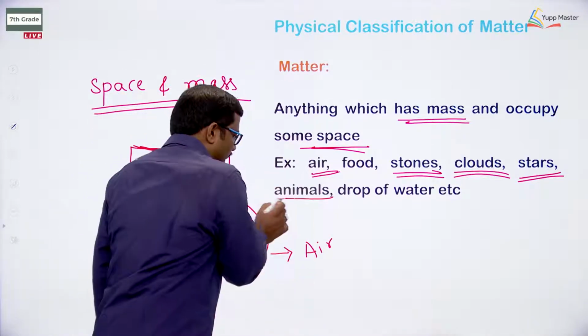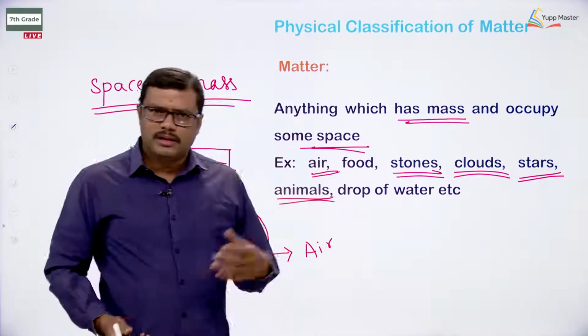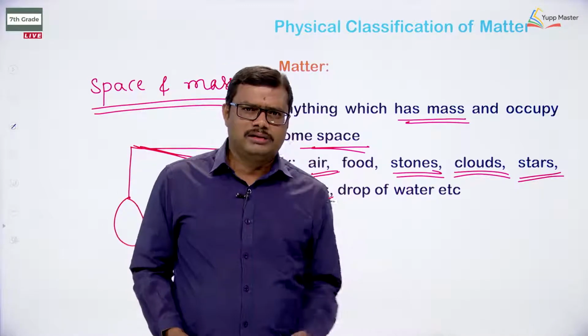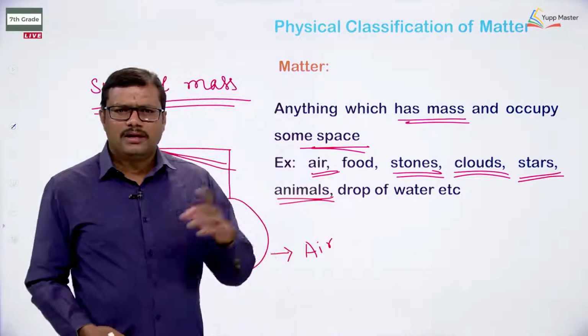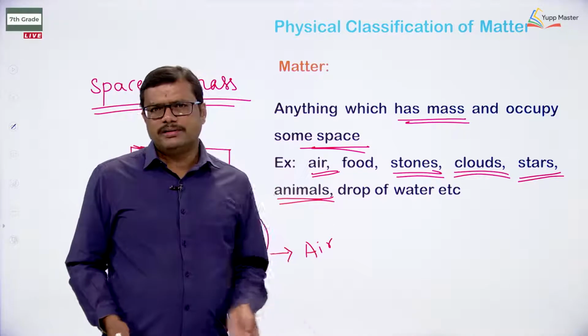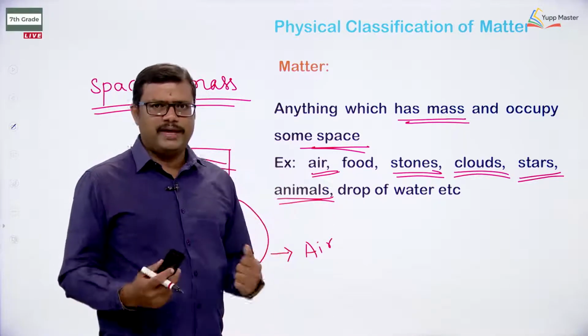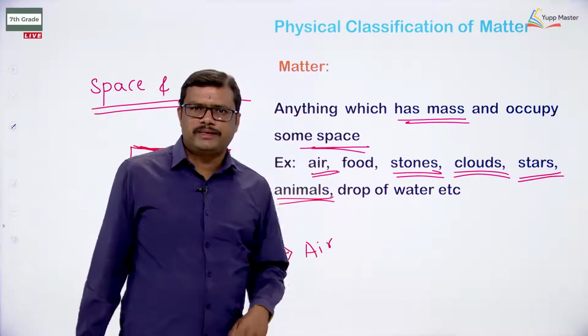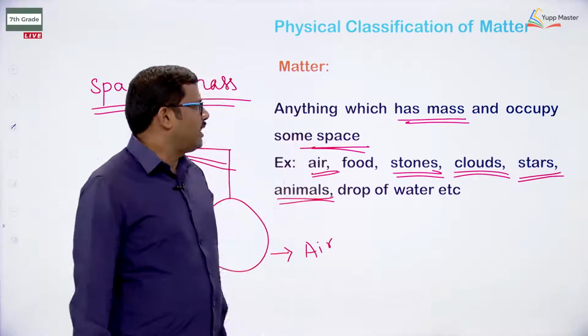Animals like us, human beings, the cows, buffaloes, dogs, cats, rats, etc. All the animals have some weight and they are going to occupy some space. So, animals are taken as matter.